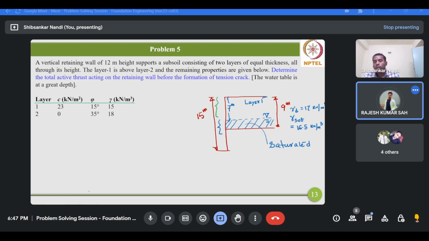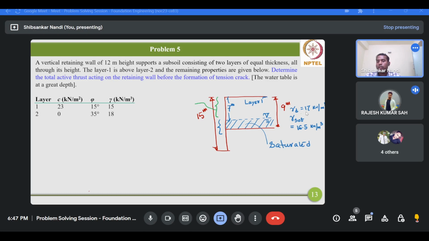Yes, but for layer 1, I don't know whether it will be dry or some bulk unit weight is given to you, so please cross check. There is not any bulk unit, only a dry unit and a saturated unit. Okay, then you can use the dry unit weight as the bulk unit weight of the soil of layer 1 above the groundwater table.